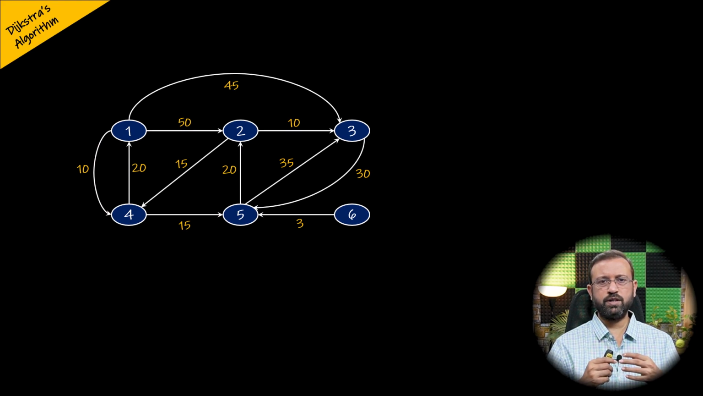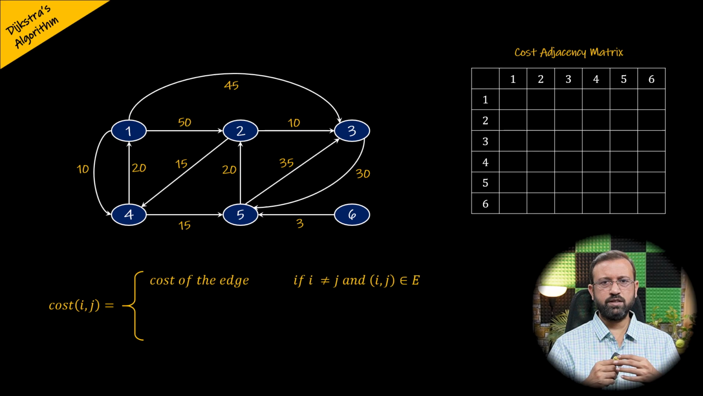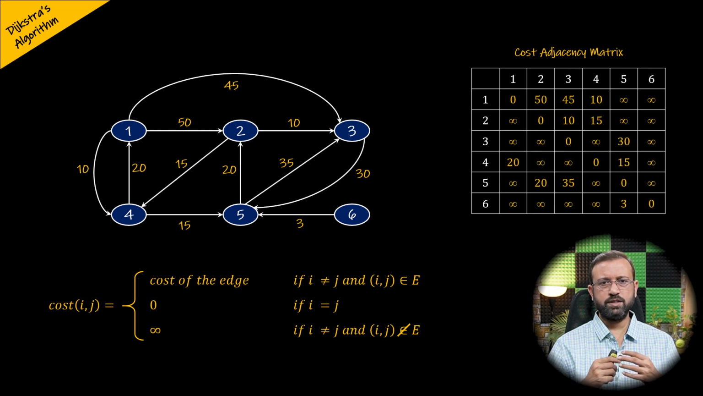This graph has 6 vertices and the cost of the edges are stored in a cost adjacency matrix. The cost of I, j in the cost adjacency matrix is the cost of the edge between vertex I and vertex j when vertex I is not equal to vertex j. The cost I, j is 0 when vertex I is equal to vertex j, and the cost I, j is infinity when there is no edge between vertex I and vertex j. So here we have the cost adjacency matrix with the cost of the edges from the graph.